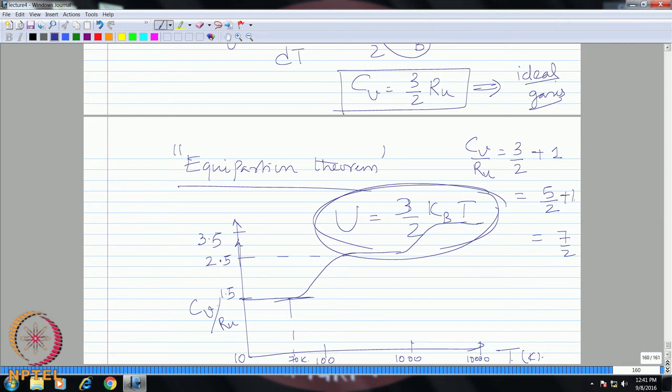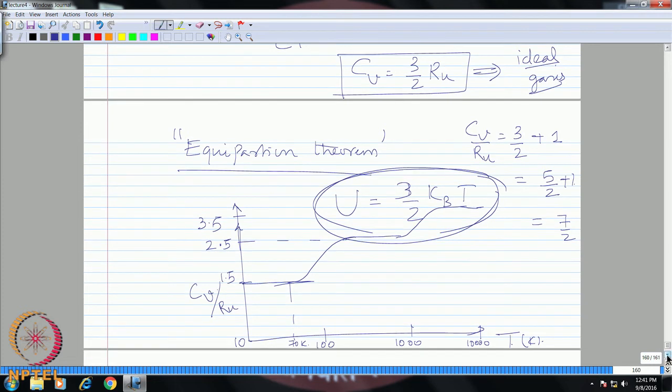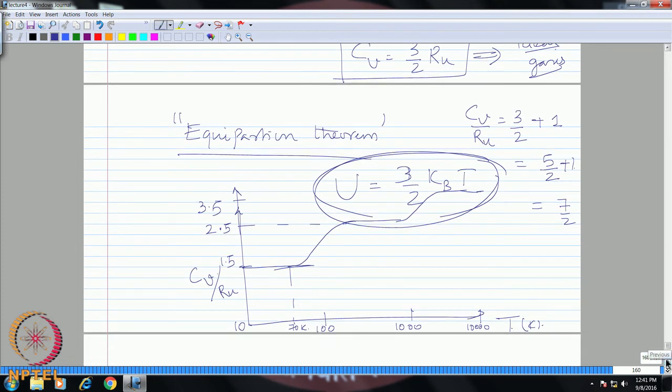So, this is the actual plot of normalized heat capacity as a function of temperature, okay, for a diatomic gas. If you are looking at a monoatomic gas, then you have this value constant across the entire temperature range. Okay. So, this is for monoatomic gas, which we derived just now from the Maxwell-Boltzmann distribution.